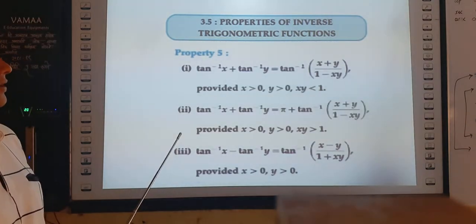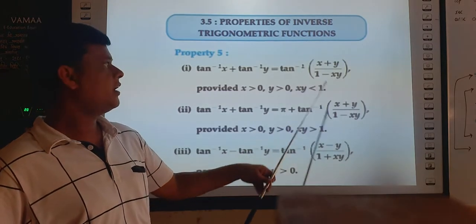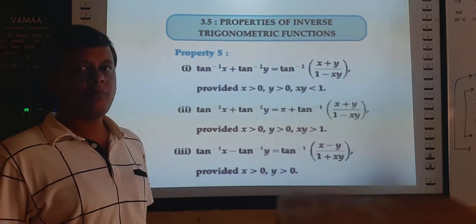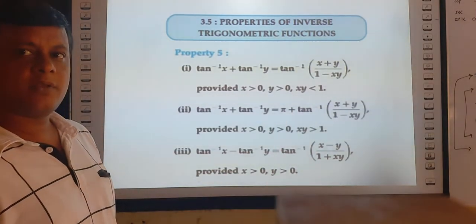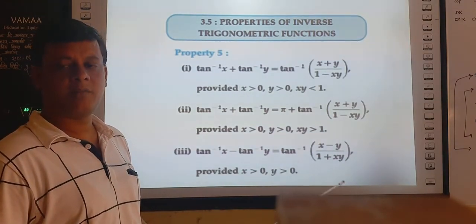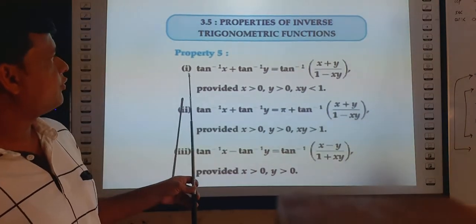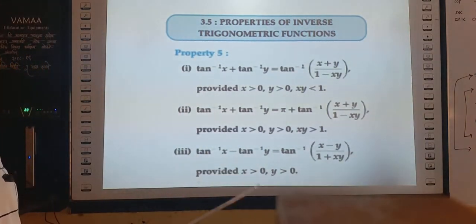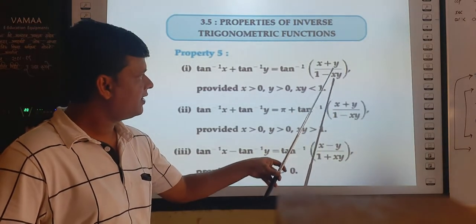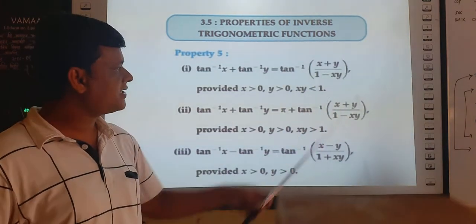Now property 5th. Tan inverse x plus tan inverse y equals tan inverse of x plus y upon 1 minus xy. We know the formula for tan alpha plus beta. Tan alpha plus beta can be written as tan alpha plus tan beta upon 1 minus tan alpha into tan beta. From that you can write the proof for this property. Similarly, now here are two conditions for 1 minus xy: this xy is greater than 1 or this xy is less than 1.